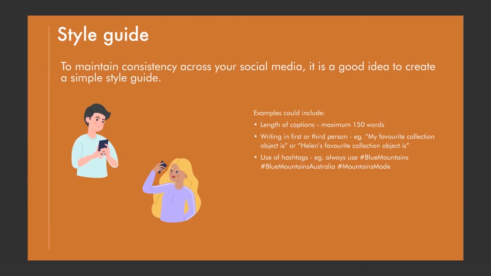So a style guide could consist of just length of captions, for example. You might just want to make sure it's around 150 words or a bit less or a bit more, but give a ballpark number. And maybe you want to make sure everyone's writing in first or third person, such as my favorite collection object is, or Helen's favorite collection object is. That consistency is really important, especially if you've got a few different people working on the social media accounts.